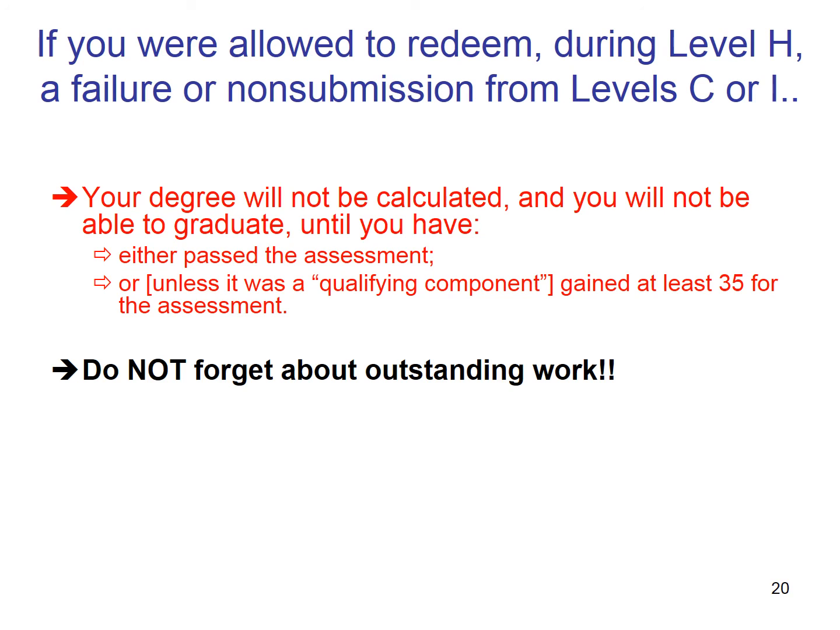Occasionally, students might be given an opportunity to make good a failure from an earlier level during level H. And it's important to remember that your degree will not be calculated and you will not be able to graduate until you've either passed that assessment or gained at least a mark of 35 for the assessment, or a mark of 40 if it was a qualifying component. So please, if you were allowed to progress whilst completing work from an earlier level, don't forget about that outstanding work if you wish to graduate in July.